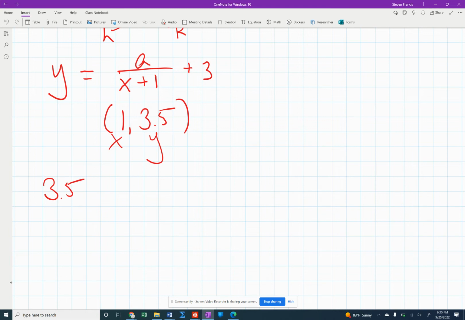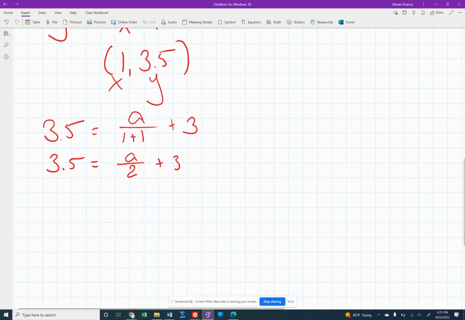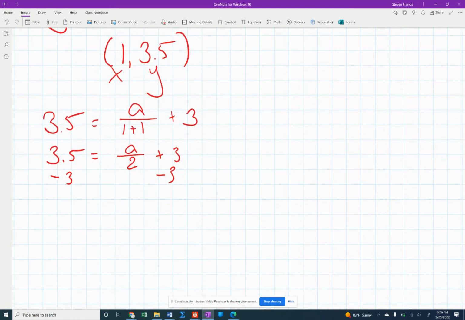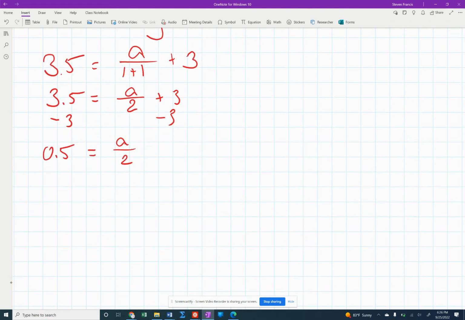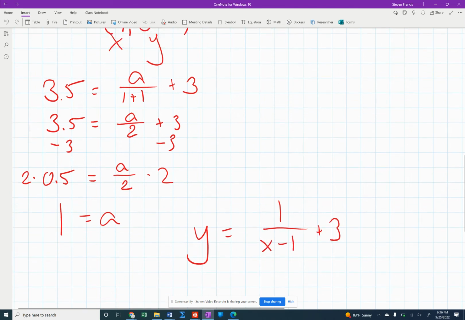So again, 3.5 is equal to a over 1 plus 1, and then plus 3. So 3.5 will be equal to a divided by 2 plus 3. And then what we're going to do here is subtract the 3 from both sides to start solving for a. So that means we have 0.5 equals a divided by 2. Now to solve for a, since I'm dividing, I'm going to multiply both sides by 2 to undo the division. 2 times 0.5 is 1, so that means a is equal to 1. And so my final equation is y equals 1 over x plus 1, plus 3.